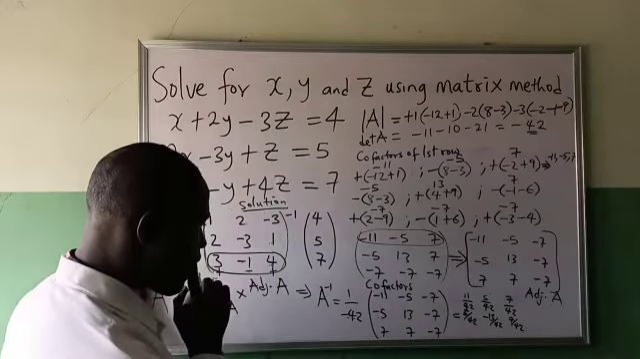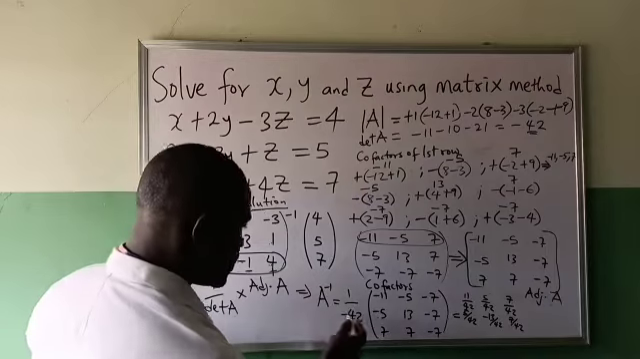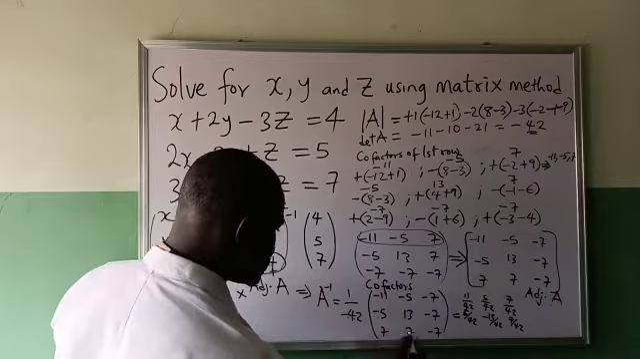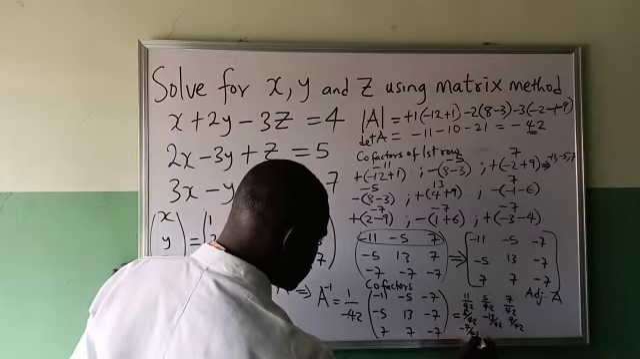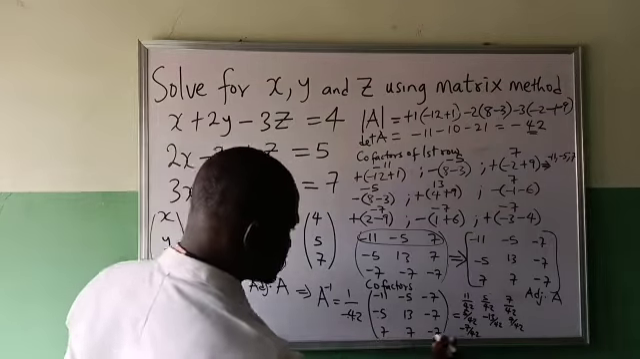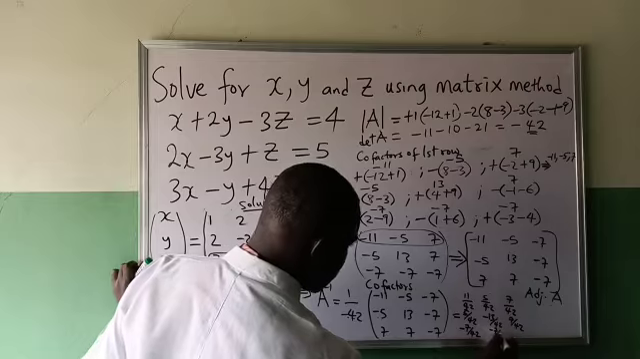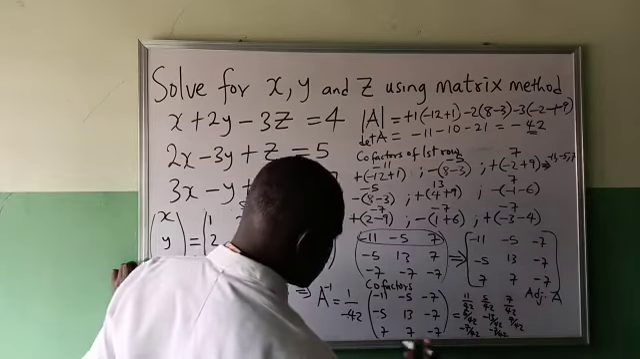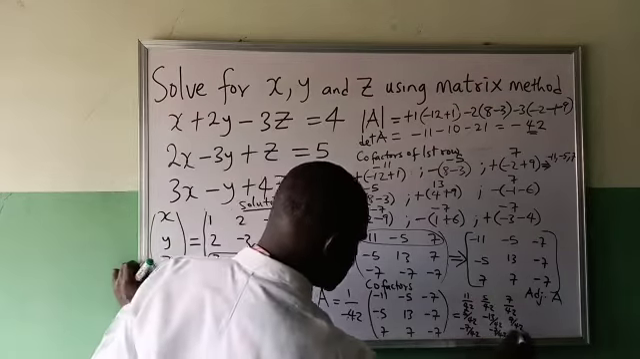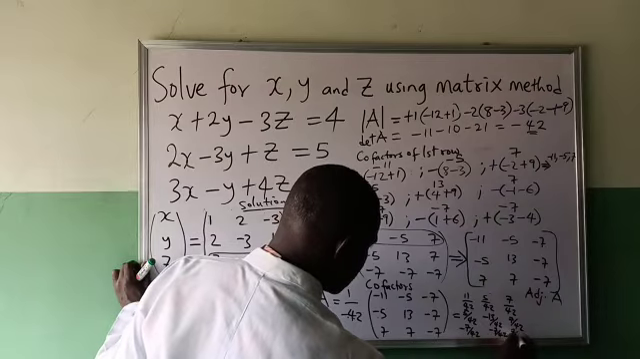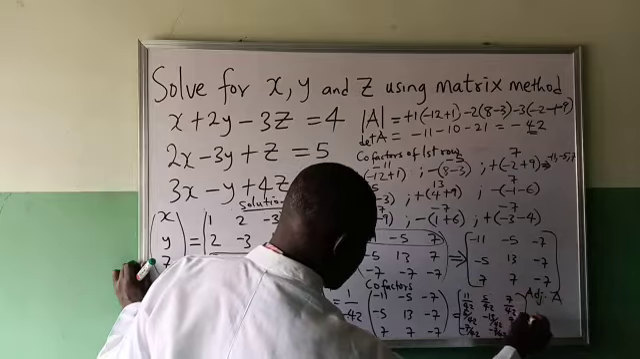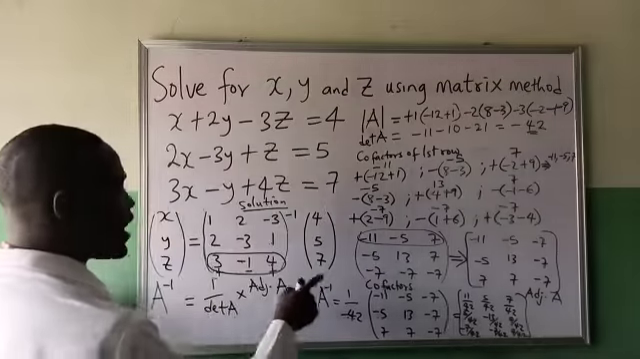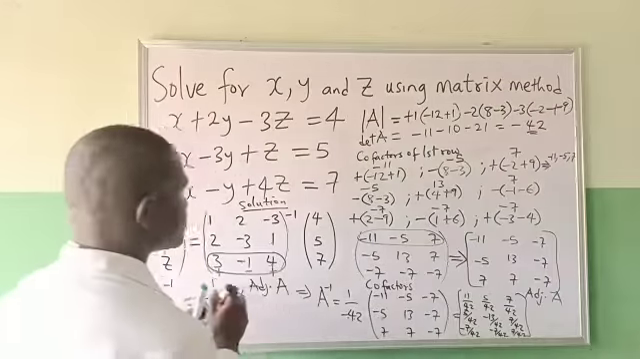Okay? Then this times this is minus 7 over 42. This times this, minus 7 over 42. This times this, 7 over 42. So we have gotten the final A inverse to be this.